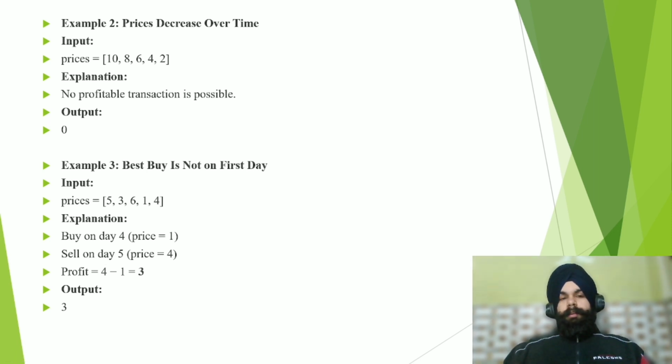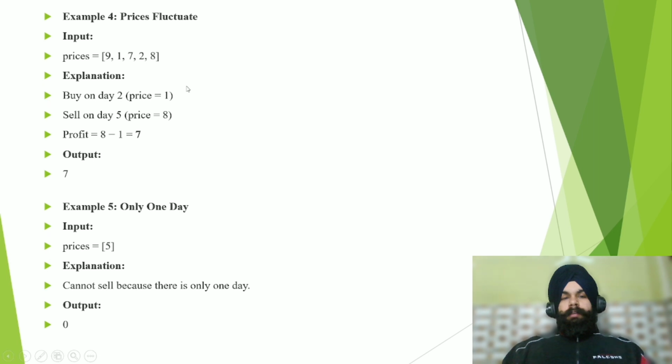So we can take the second maximum or third maximum for calculating the maximum profit. Let's move to another example. In example 4, our prices fluctuate. Let's suppose the input prices are 9, 1, 7, 2, and 8. Here is the explanation. We have the maximum price at day 1 and the minimum price at day 2, and the second maximum price at day 5.